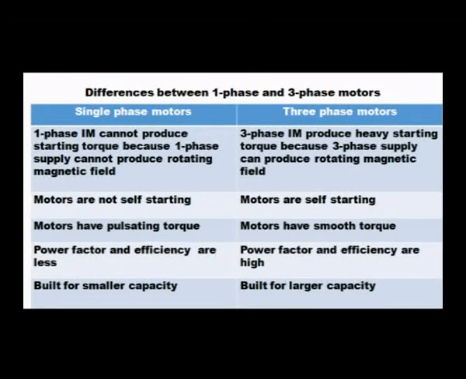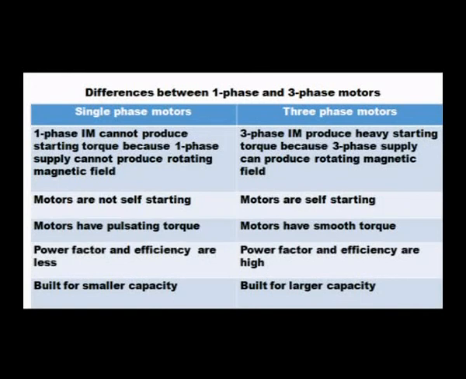Whereas in case of the three-phase induction motor, the available supply itself is three-phase, therefore the starting torque will be generated because of the three-phase supply. Therefore, the three-phase supply can produce rotating magnetic field. Therefore, the single-phase induction motors are not self-starting, whereas three-phase motors are self-starting. Because the supply is three-phase, it could create a rotating magnetic field. Since a rotating magnetic field is created, there will be starting torque. Whereas the single phase motors are not capable of creating a rotating magnetic field, therefore they are not self-starting.